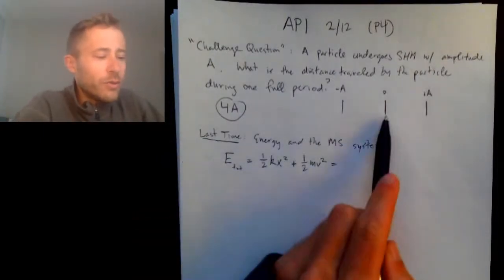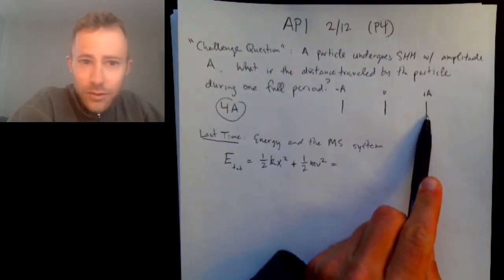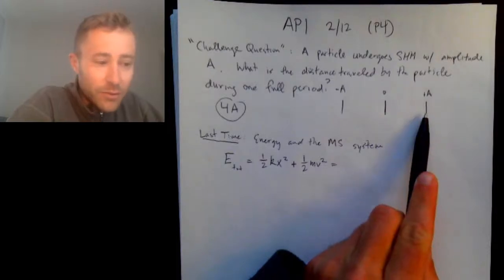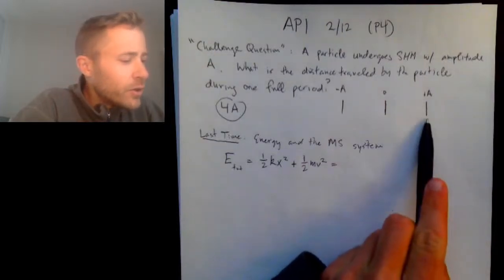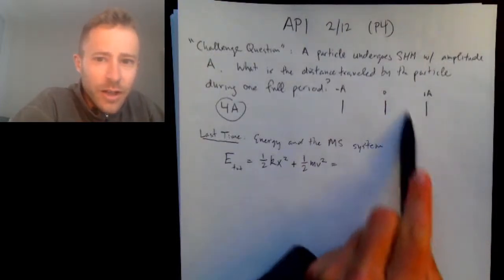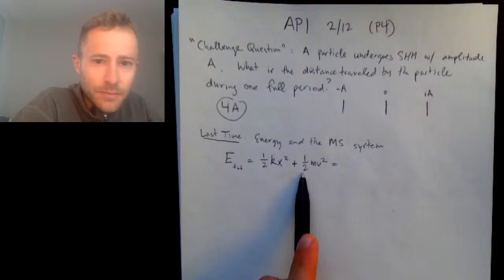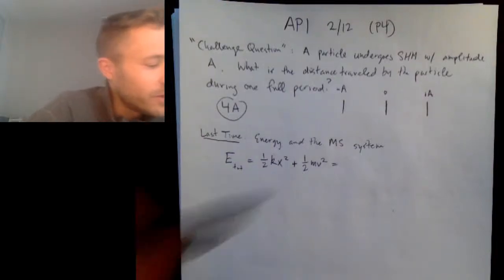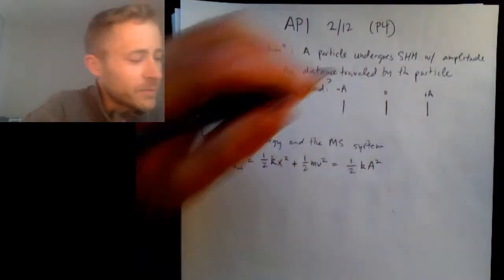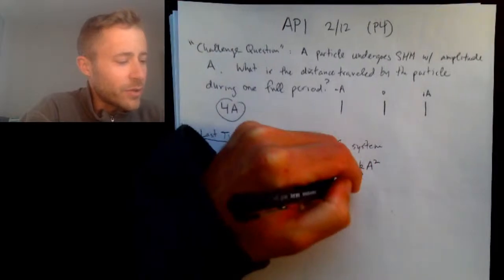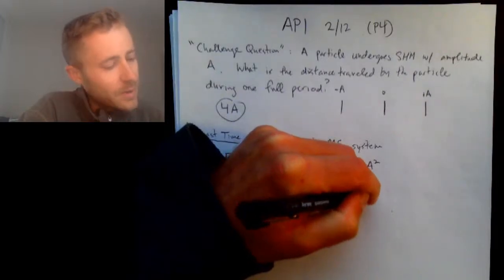If we choose to evaluate the energy at the extreme point, the particle has no speed, because if it did have speed, it would still be moving further than one amplitude away. So we have no kinetic energy and all potential energy. At that location, the energy is expressed as 1/2 Ka squared. So this is at the extreme point.